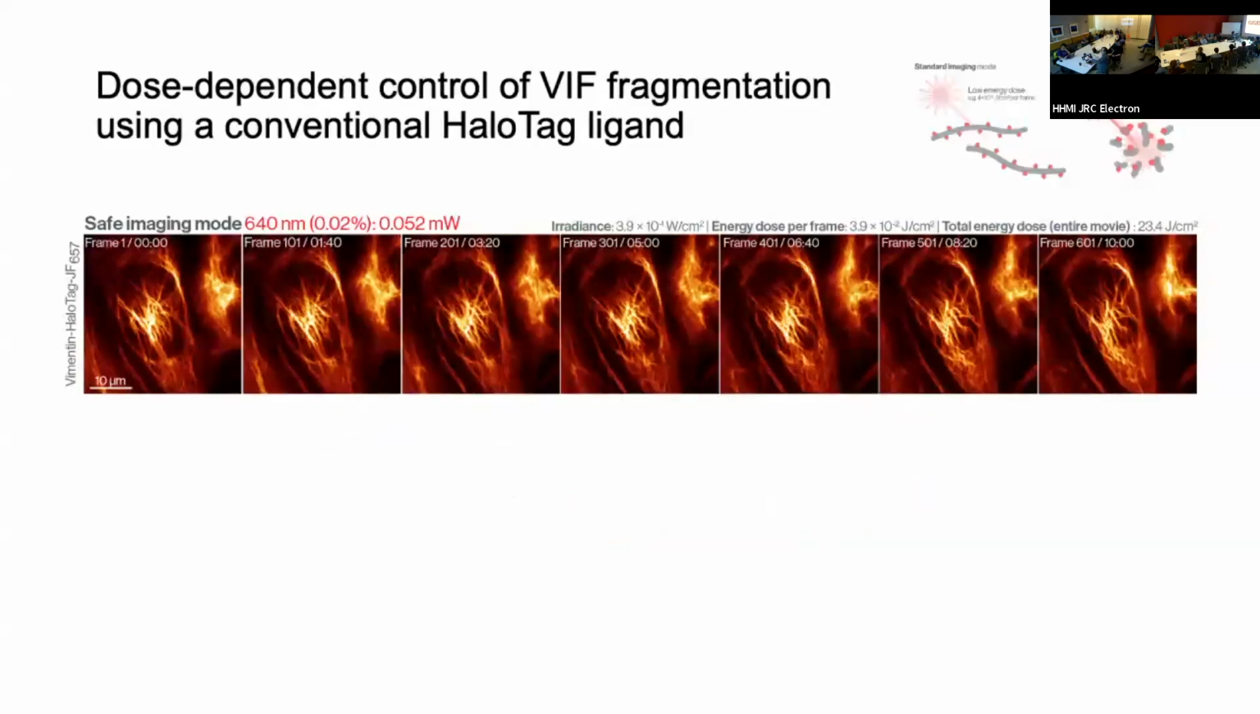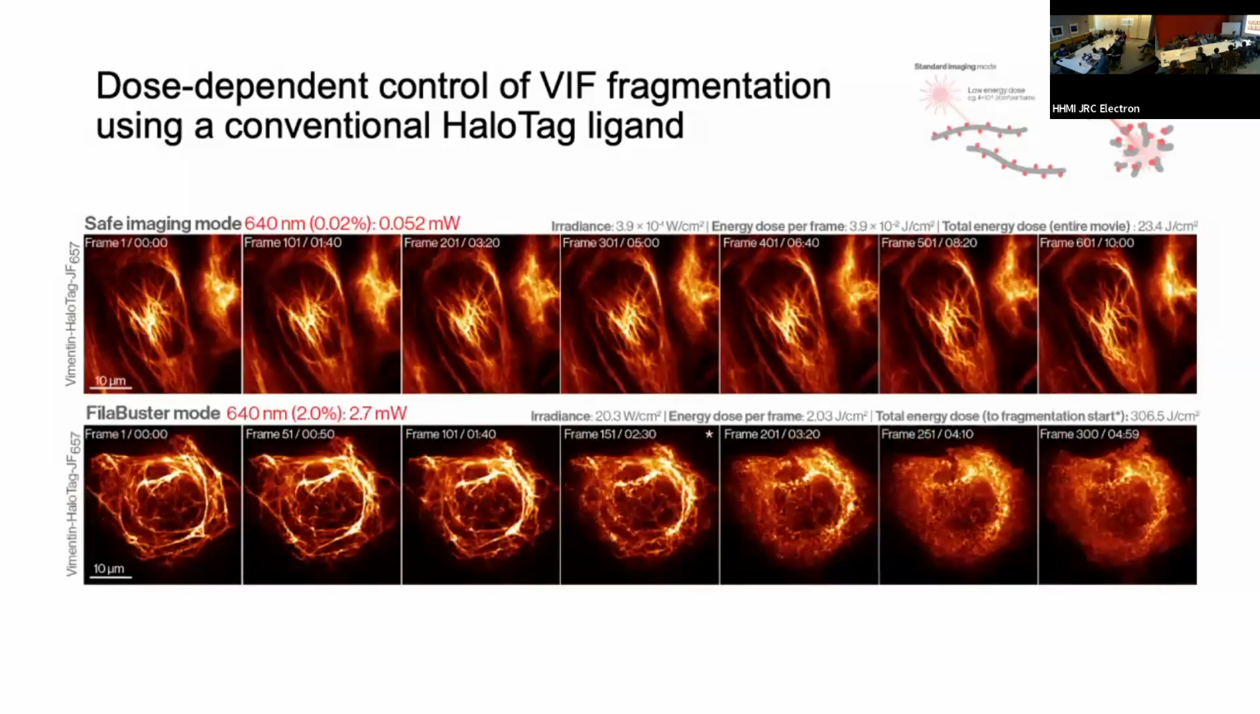And here at the top, we have our standard or safe imaging mode. This is a meth cell that expresses vimentin HaloTag that I've labeled with this far red conventional dye. And what you'll see is over these 601 frames, we maintain a bright, high SNR image with absolutely no fragmentation of the intermediate filaments whatsoever. You can image these for 12 hours, at higher energy doses than just 23.4 joules per centimeter squared, and they're pretty happy. You don't see any disassembly whatsoever.